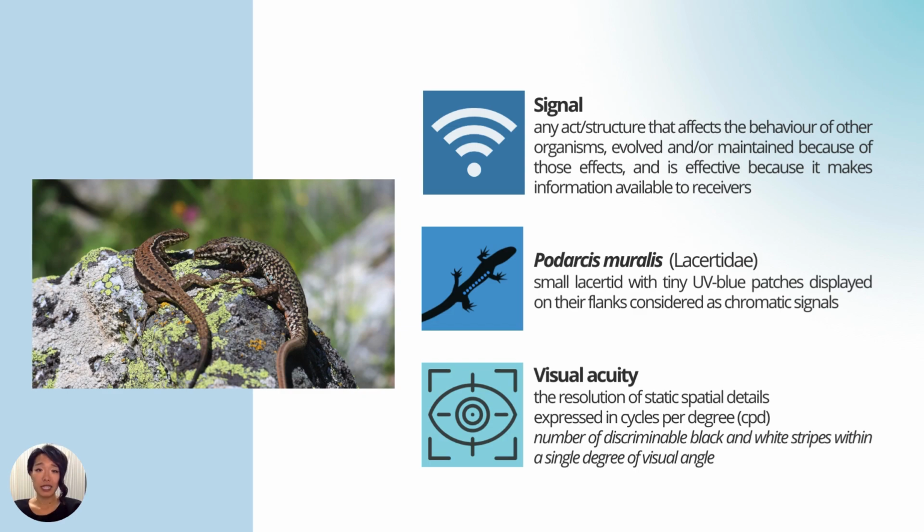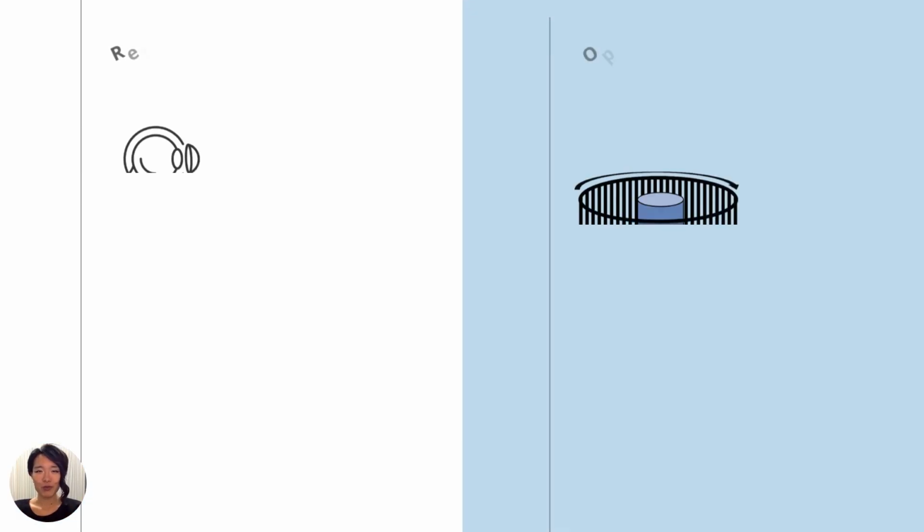Since visual acuity is the ability to resolve static spatial details in the surroundings, estimating it will provide valuable insight into the species' communication and survival strategies. Expressed in cycles per degree, it's the number of discriminable black and white stripes within a single degree of visual angle, and I will better illustrate this definition through my experiments later on. But briefly, visual acuity is often estimated behaviourally or histologically, and our study aimed to estimate it by adopting this dual approach.